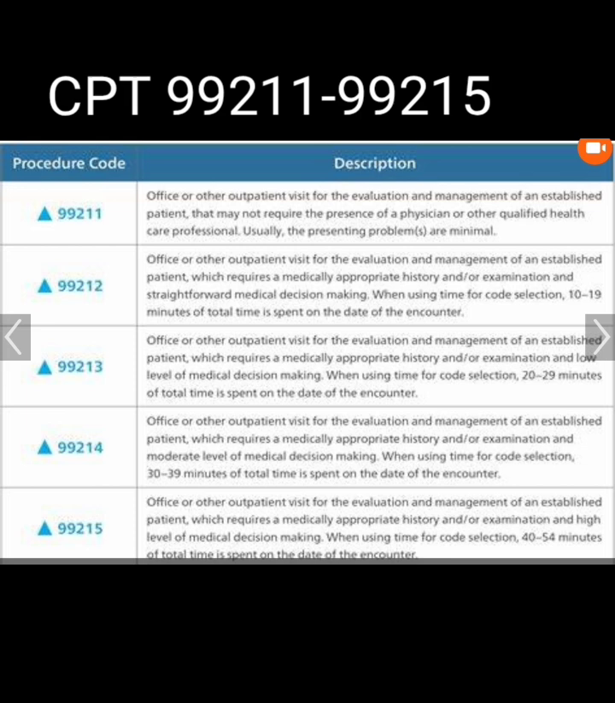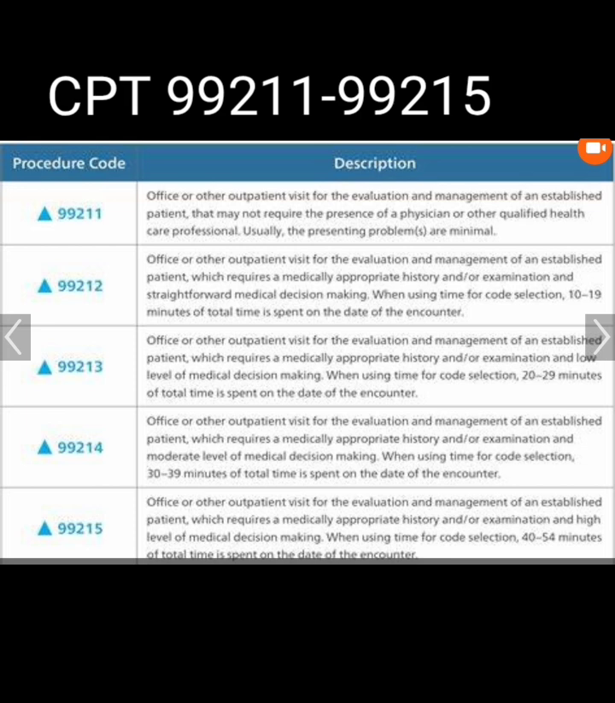And then when we talk about the risk, it's very minimal. Tension headache, they're stable, there's no testing, there's no prescription given. Or if there is, it's just one prescription, and it's a refill because remember, this is an established patient. All right, so that takes us to 99213.